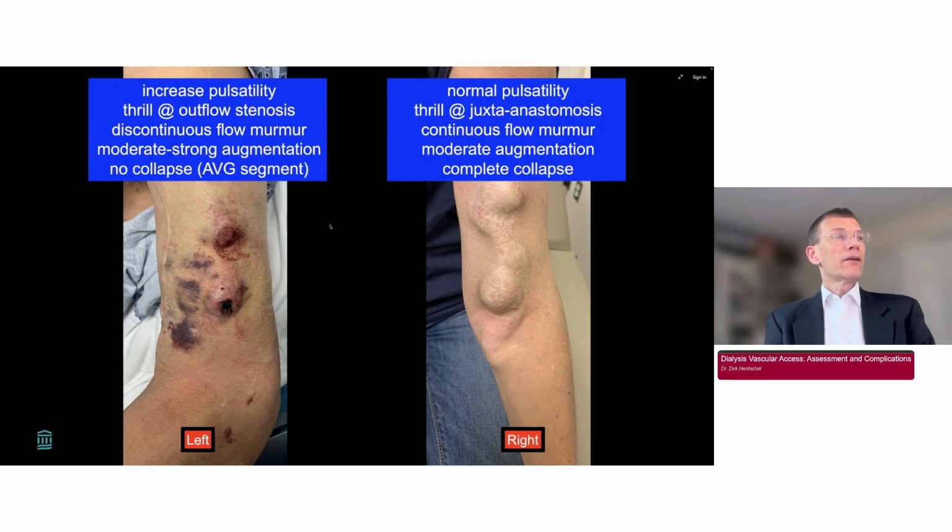And so, on the left, increased pulsatility, through the outflow for recurrent stenosis. There's probably a good amount of inflow in an access like this, and there may be a discontinuous flow murmur. And then in the graft and in the pressurized fistula before it was replaced, there was really no collapse. While on the left, you have normal pulsatility, you have a thrill at the inflow side only, and afterwards the pressure is very soft. You have only moderate augmentation, and you may have complete collapse in this upper arm access when you lift the arm.